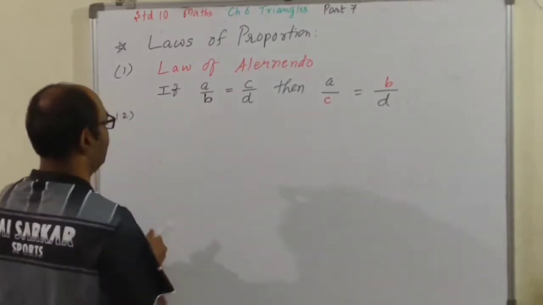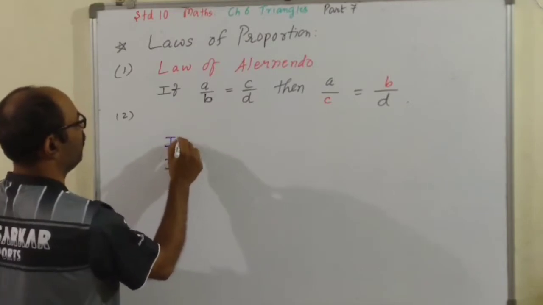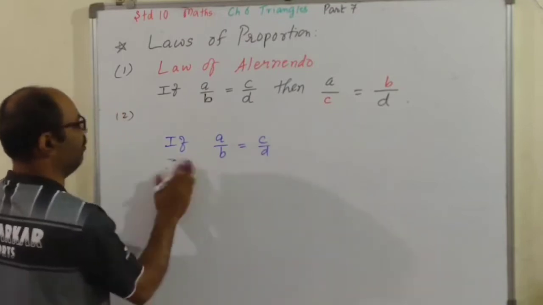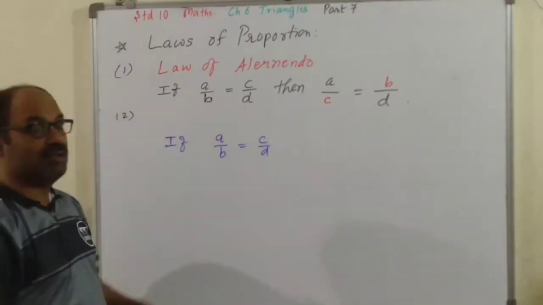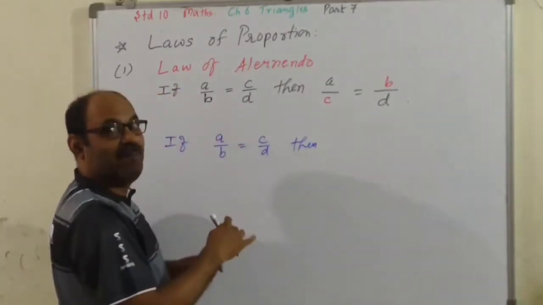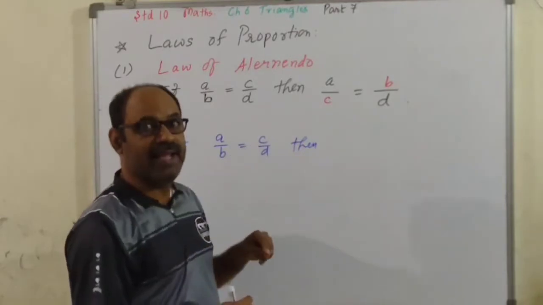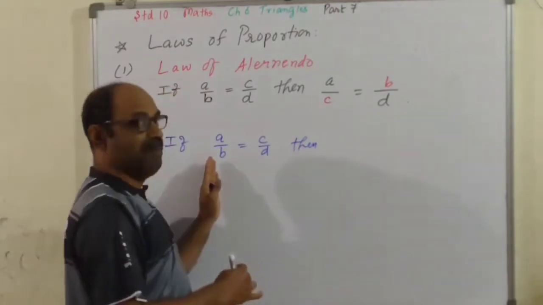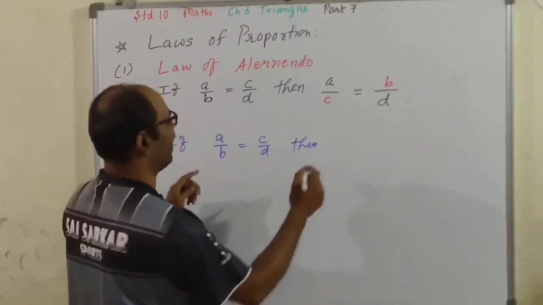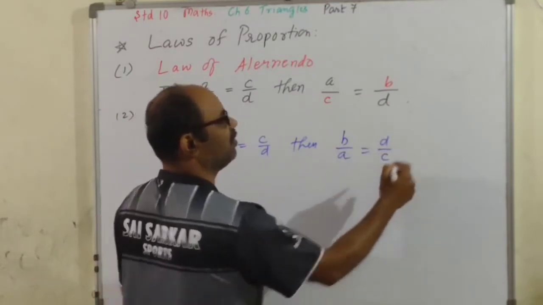Look at this. If A upon B is equal to C upon D, same. If two equal ratios are given, then children, what is the inverse of A upon B? B upon A. Then what is the inverse of C upon D? D upon C. So if I take the inverse of the left hand side, then I also take the inverse of the right hand side. See that? Then B upon A is equal to D upon C.